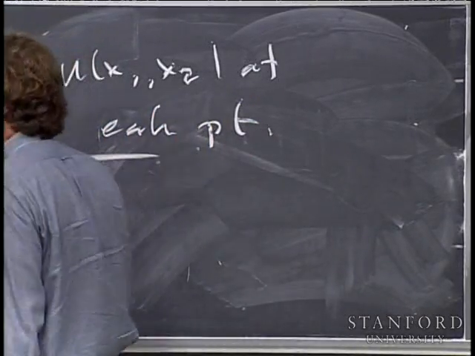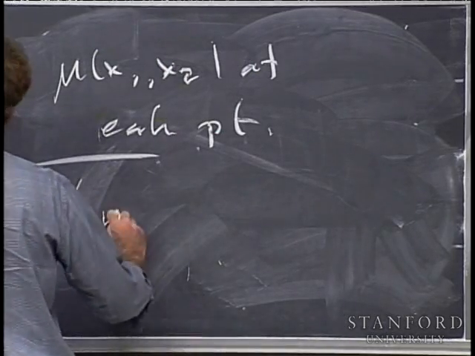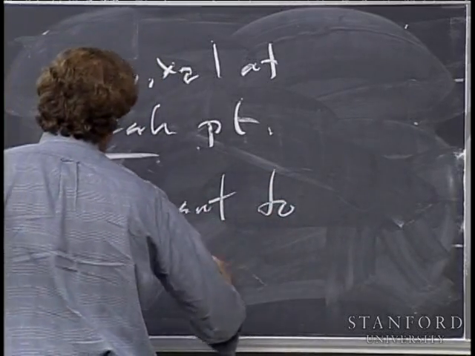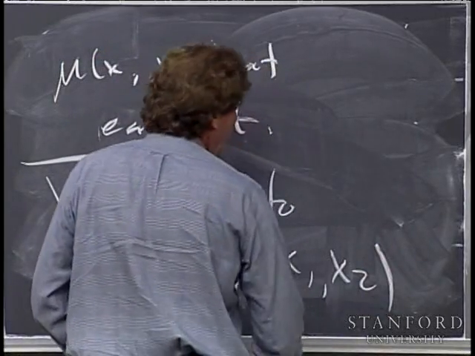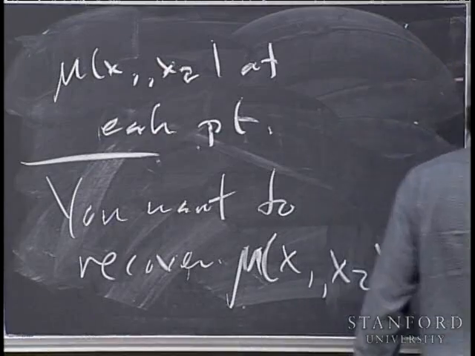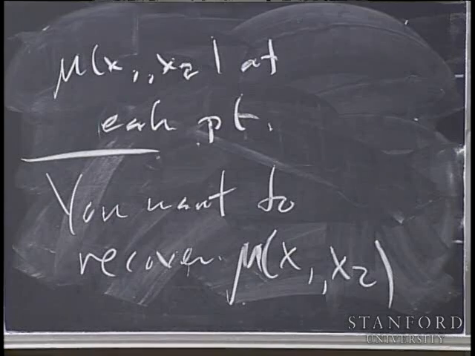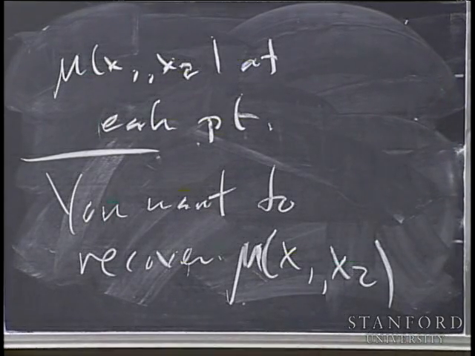So if you know mu, you know u, so to speak. That is to say, you want to get mu by taking measurements. You want to recover mu of x1, x2 by X-ray measurements. Or just let me say by whatever. That's what you want. You want to reconstruct the function mu.